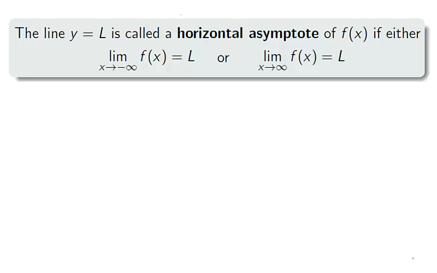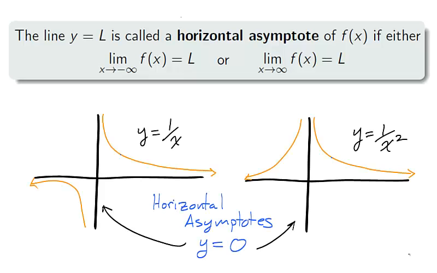If a limit at infinity for a function is finite, we say that the function has a horizontal asymptote at that value. That is, if the limit as x approaches negative or positive infinity equals L, then the line y equals L is a horizontal asymptote for the function. The functions 1 over x and 1 over x squared have horizontal asymptotes at y equals 0.